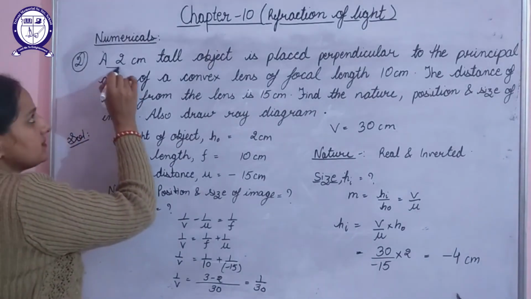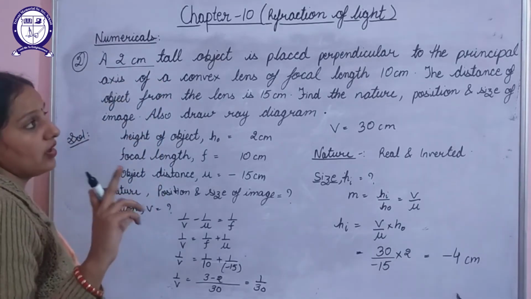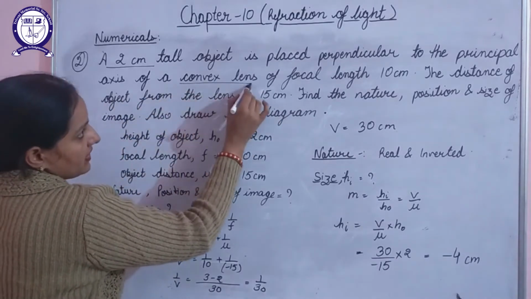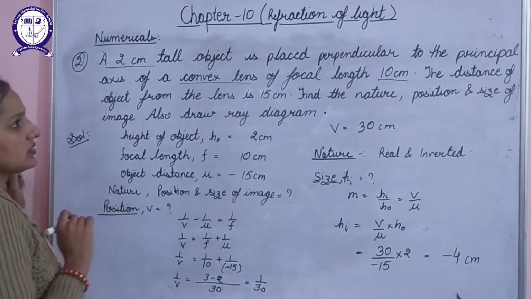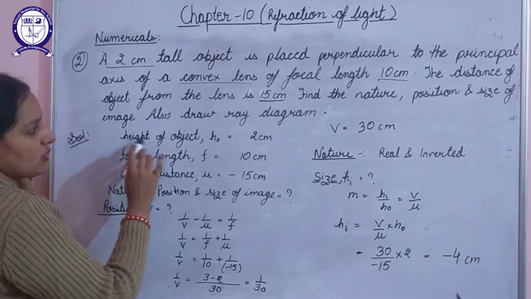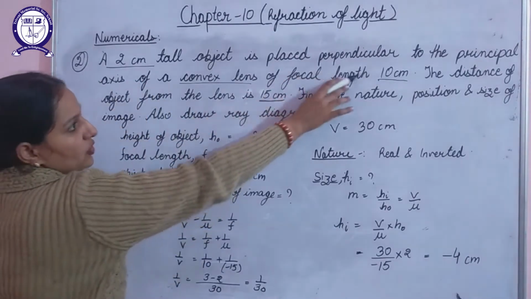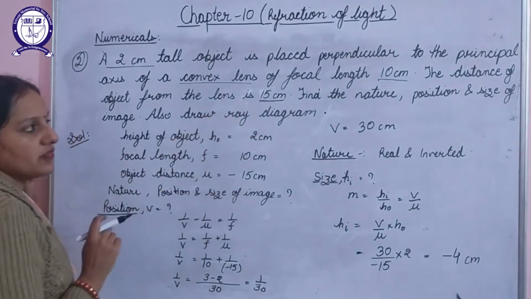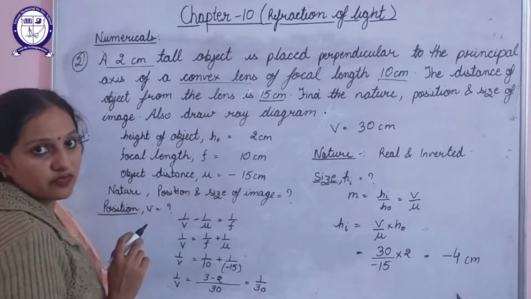A 2 centimeter tall object. That means 2 centimeter is the height of object. Convex lens is given and focal length is given as 10 centimeter. The distance of object from the lens is 15 centimeter. So height of object HO is given as 2 centimeter. Focal length is given as 10 centimeter. Object distance is given as 15 centimeter and we have to find nature, position and size of image.